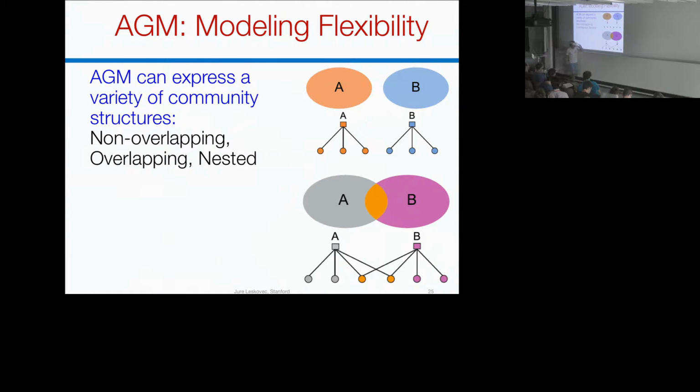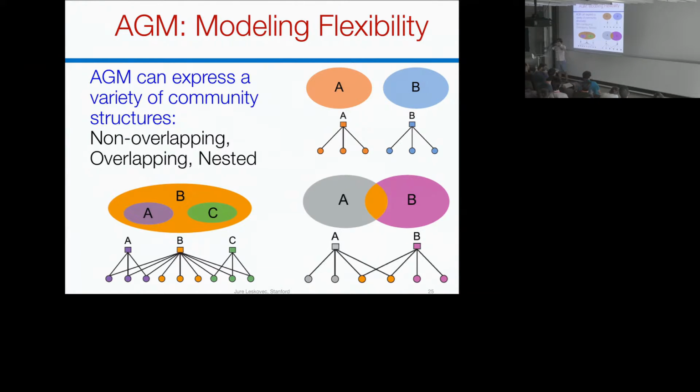The second idea: if I want to model overlaps, I can have nodes that belong to both sides. And if I want to model a hierarchically nested organization, where I have this mother group B that A and C both belong to, here is how I can represent this. I have this B that everyone belongs to, and then a subgroup of nodes also belongs to C, and a subgroup of nodes belongs to A. So it's very natural to model things this way.